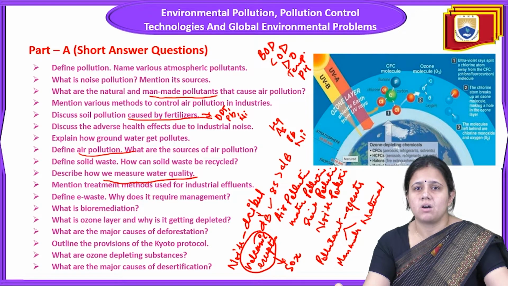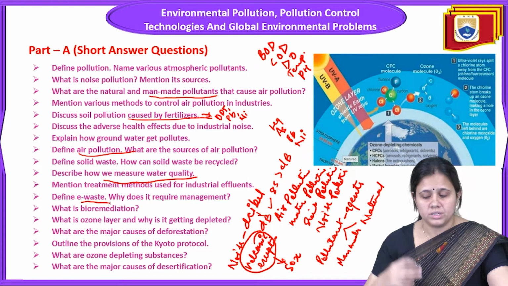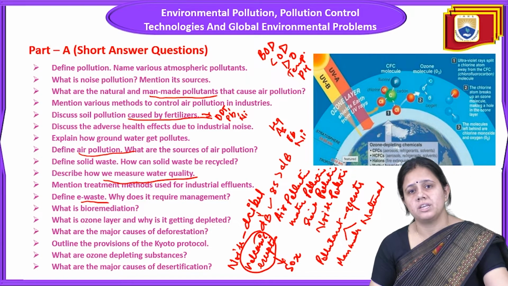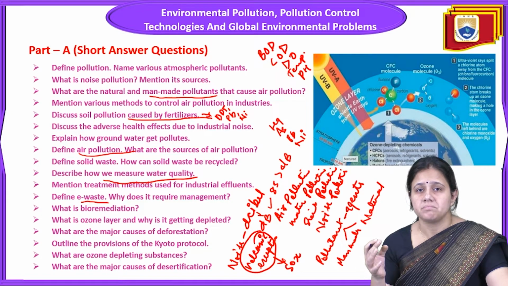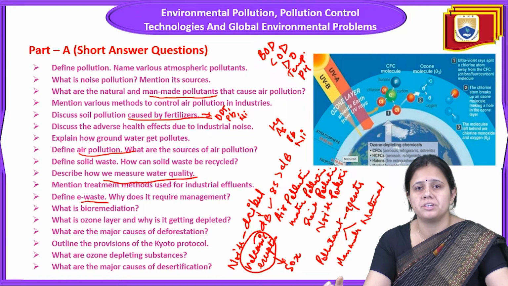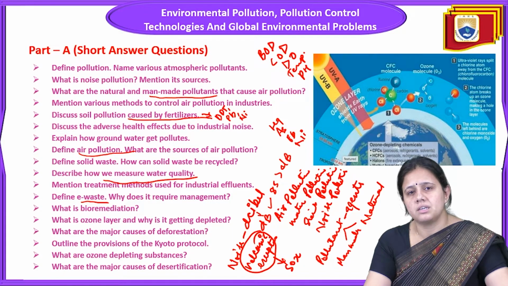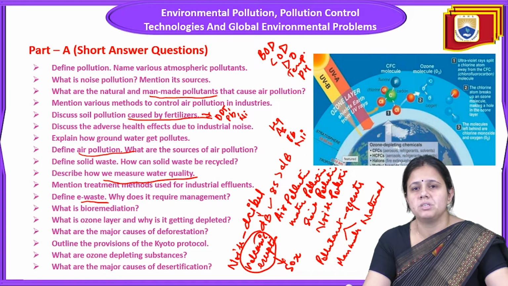Define the term e-waste. Why does it require management? E-waste is the waste that has been generated due to this computer generation world, this computer dependent world. It means electronic things that have become waste are called e-waste. Examples are discarded printers, discarded computers, laptops, mobiles. All of these come under the category of e-waste.